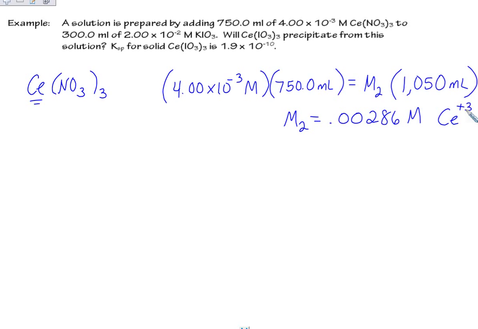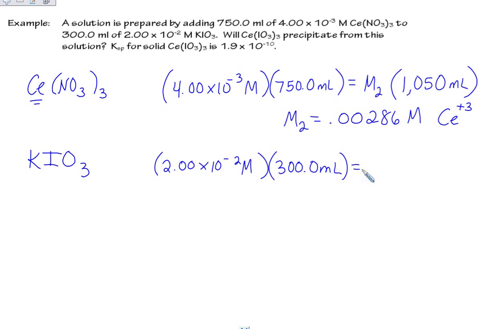Now we do the same thing with the other reactant. It was potassium iodate. So the original molarity is 2 times 10 to the negative second molar. You could take these out of scientific notation, too, if that bothered you. There's 300 milliliters. We want to know the new molarity at a little over a liter, 1,050 milliliters.